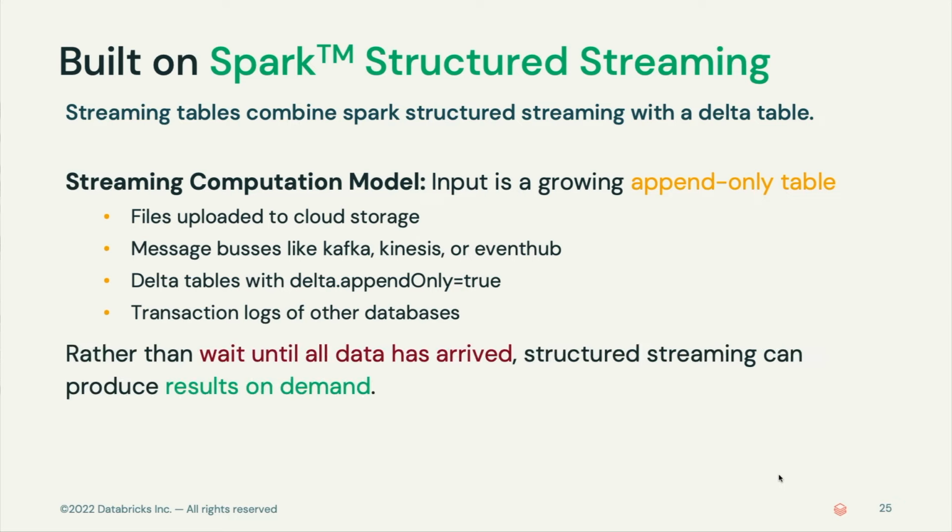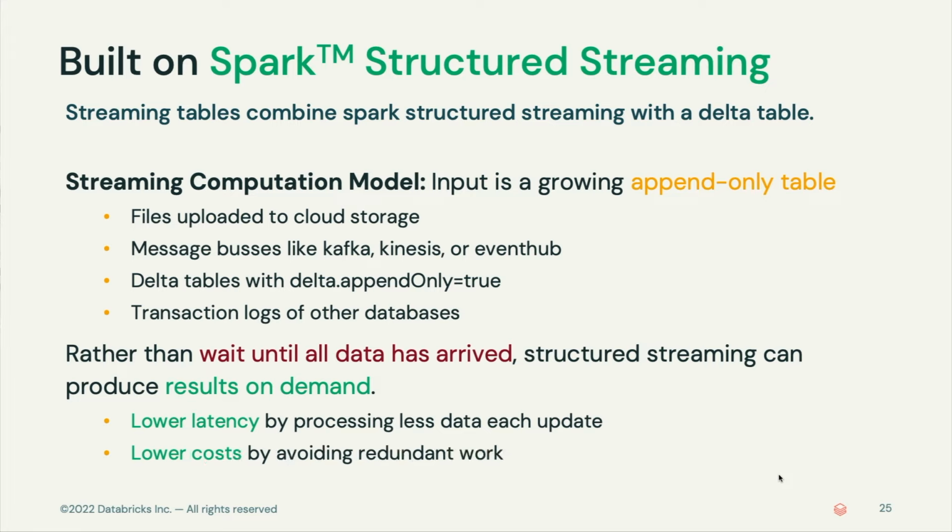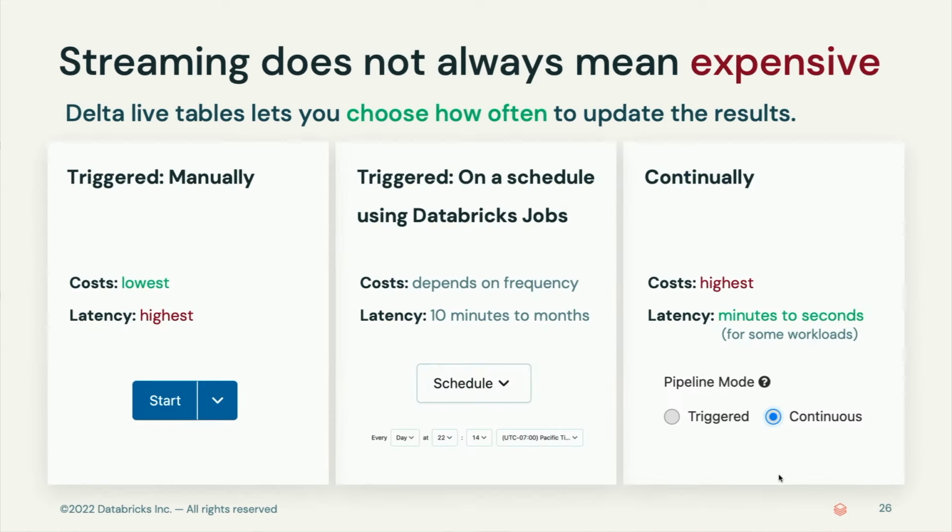And the magic trick of structured streaming is rather than wait for all of the data to arrive and then run a Spark SQL query over it, structured streaming allows you to produce results on demand as new data arrives. And we incrementally keep those results up to date. And the reason this is great is because you get much lower latency when you're only processing one new record, and you get significantly reduced costs when you're avoiding all of that redundant work.